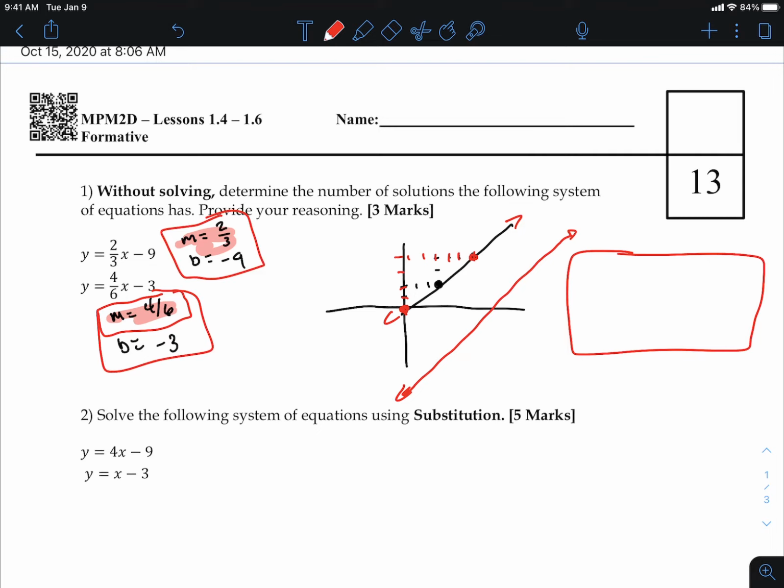That's what's important. There's lots of dancing around like slopes are different or y-intercepts are different, but you have to discuss both of them. You can't make a determination without looking at both of those values in both of those equations. Is that okay?